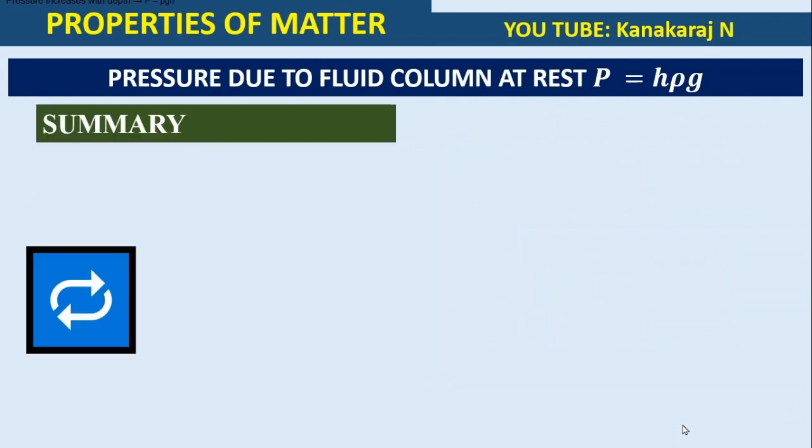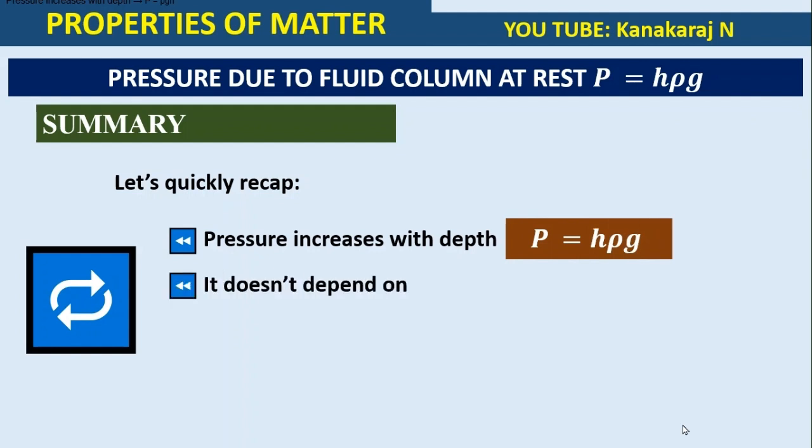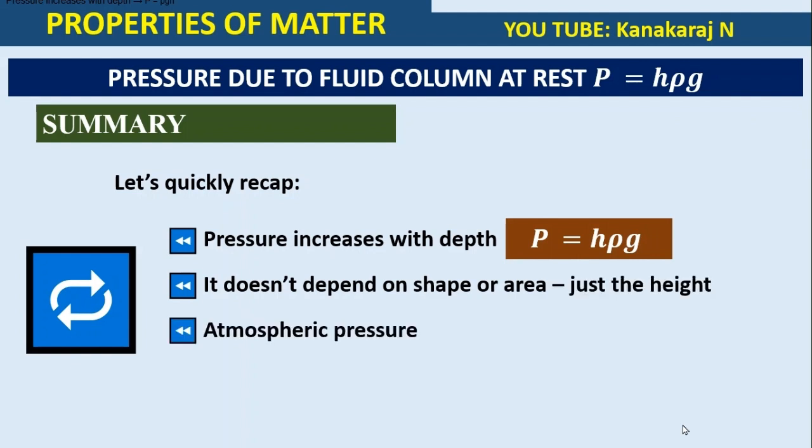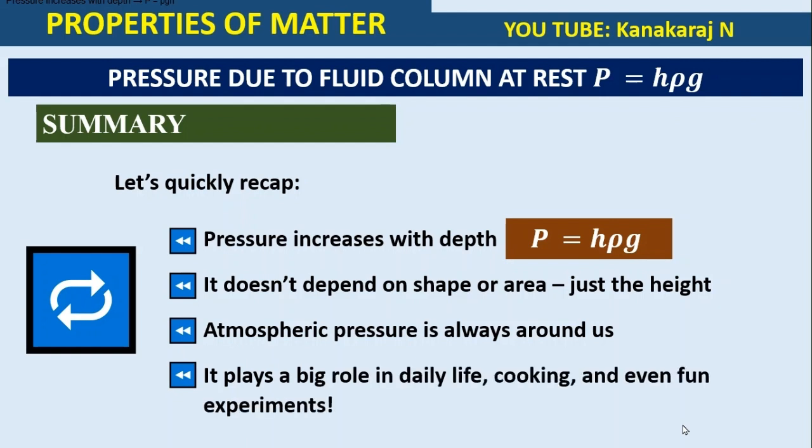Summary. Let's quickly recap. Pressure increases with depth. P equals H rho g. It does not depend on shape or area, just the height. Atmospheric pressure is always around us. It plays a big role in daily life, cooking, and even fun experiments.